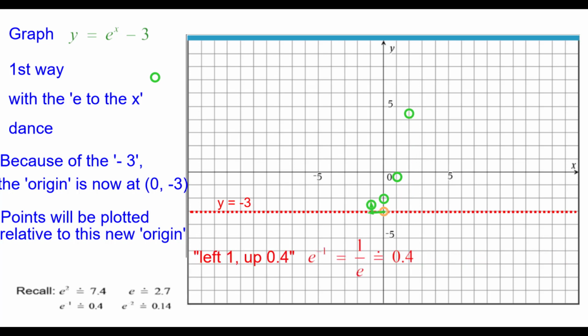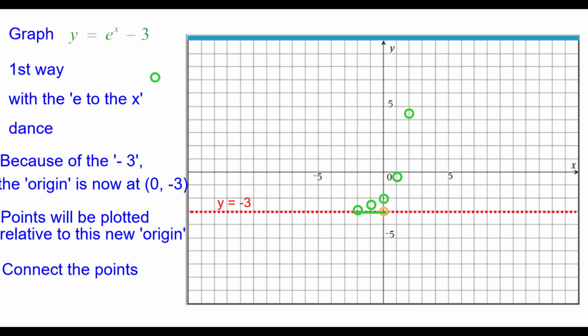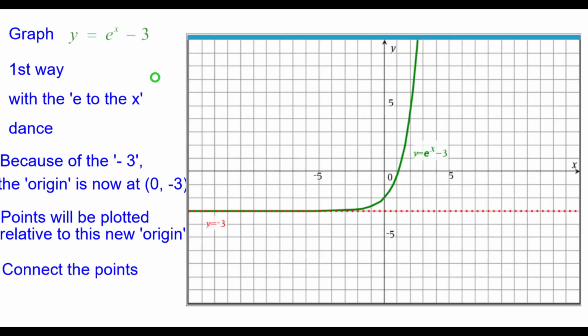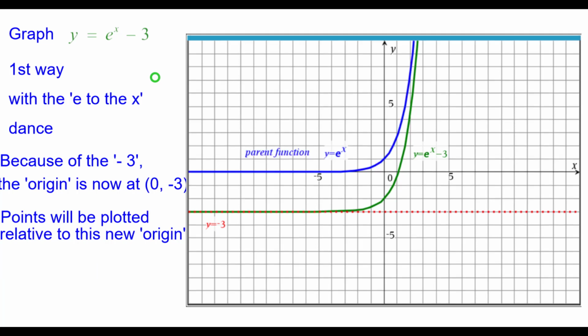Left 1, up e to the -1, which is 0.4. And left 2, up 0.14, which is e to the -2. Connect the points, and you can see when we compare this to the parent function that from blue to green, every point is moved down 3 units because of that -3.